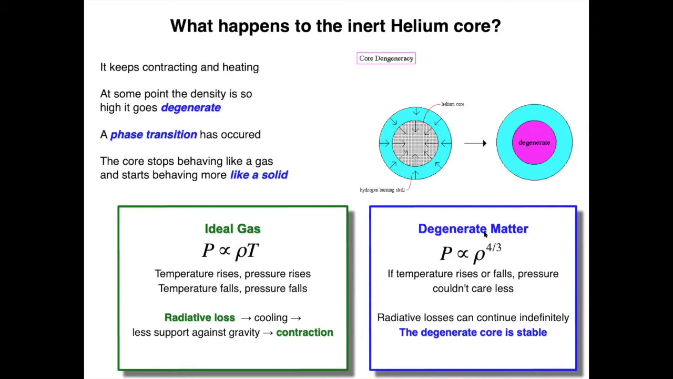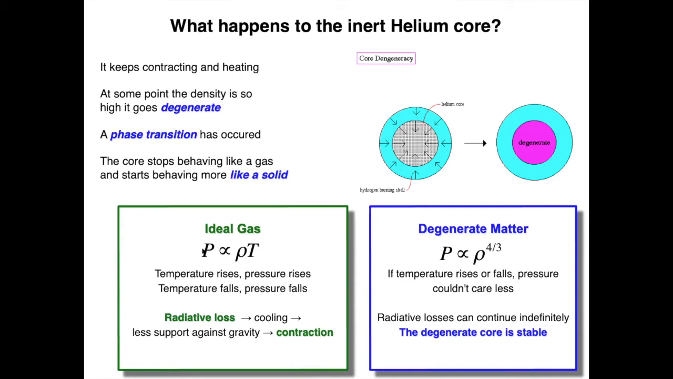A core of degenerate matter is stable because the pressure depends only on the density. If the temperature is rising or if the temperature is falling, the pressure couldn't care less. So you can continue having radiative losses indefinitely. The degenerate core is stable. You have all this gravity compressing on the core. All the core needs to do to match it is to reach a density where it matches, by hydrostatic equilibrium, the weight of the outer layers. So you equilibrate the gravity with this pressure.